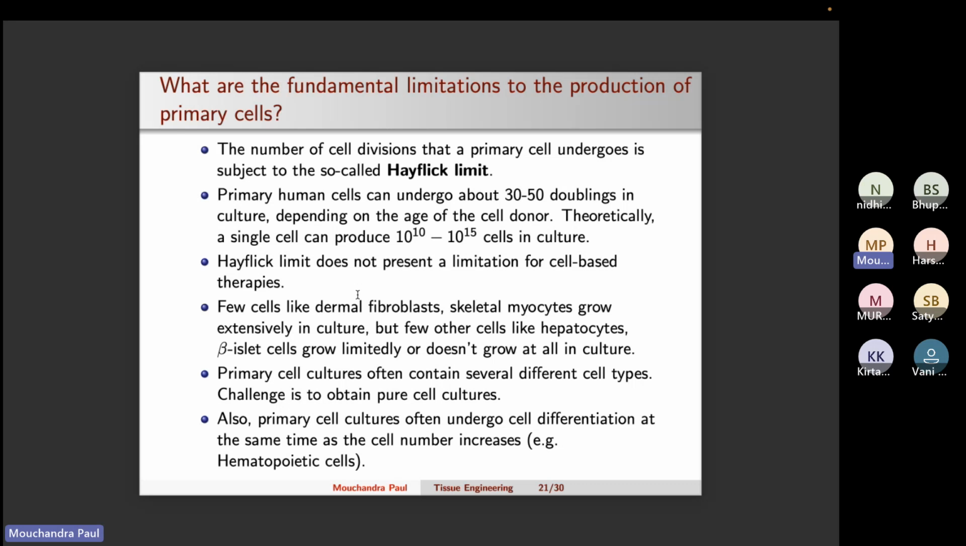Now if you put that value in a calculator, then you will get 10 raised to power 10, 10 raised to power 15, approximately. Am I clear? Yes, ma'am. Yeah, it's easy, right? So from there you are going to get this value, 10 to the power 10 to 10 to the power 15 cells, if you get 2 raised to the power 30 or 2 raised to the power 50. Everyone understood this calculation, right?